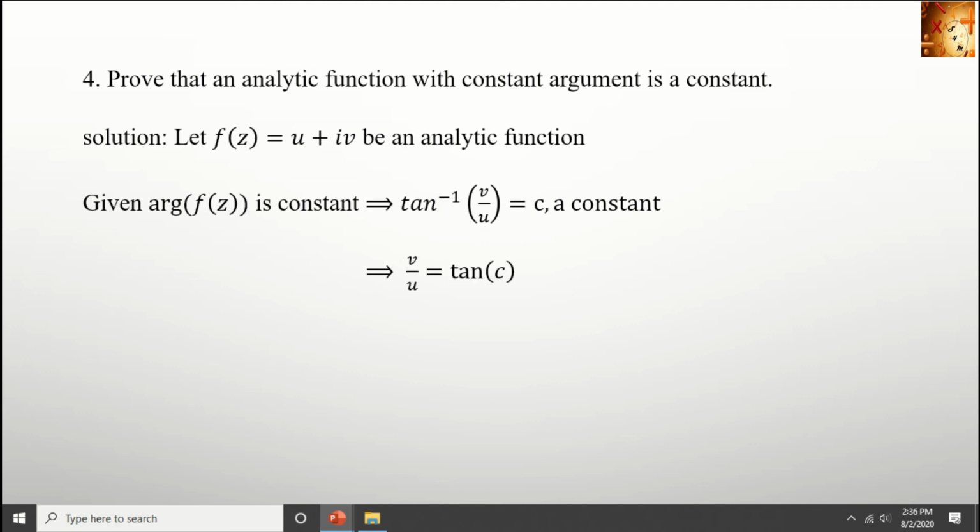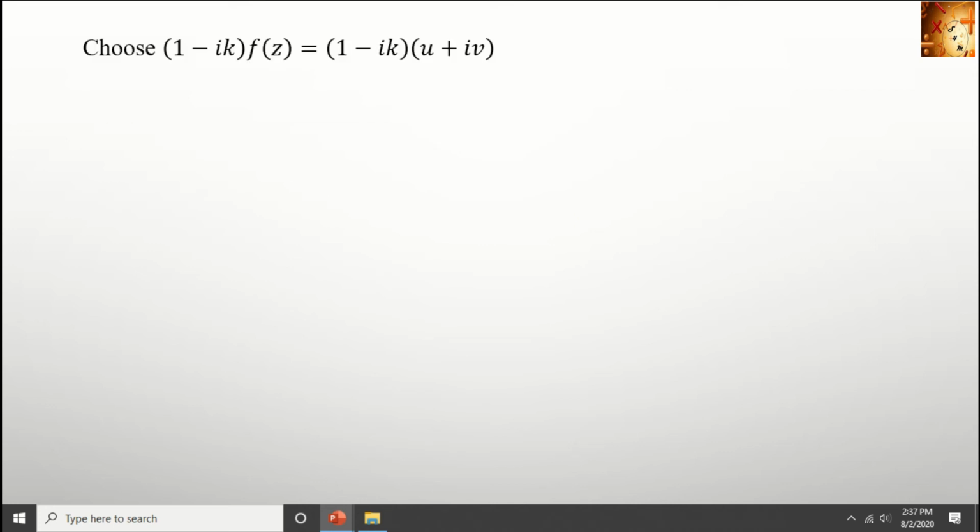Then taking tan on both sides, we get v by u equal to tan c. Tan of c, which is a constant term, so rewriting, v by u equal to k. From that we get v equal to ku, that is v minus ku equal to 0. Now we have an equation v minus ku equal to 0. Next, I am considering a scalar multiplication of f of z. Okay, 1 minus ik times f of z, that is 1 minus ik, which is a scalar part, times u plus iv.